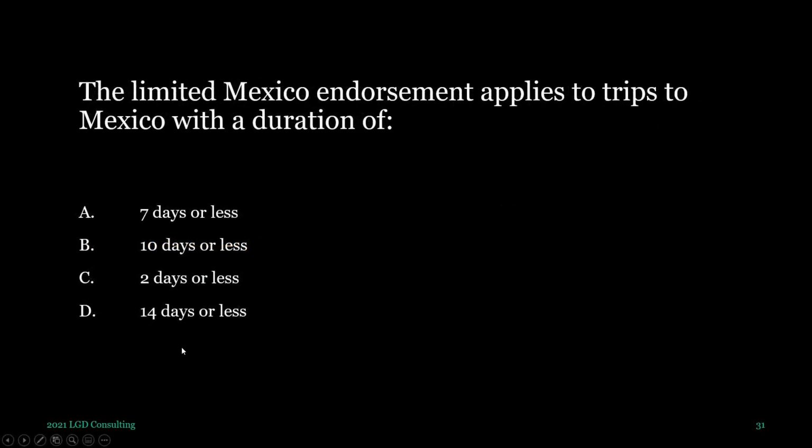The limited Mexico endorsement applies to trips to Mexico with a duration of, we talked about this, no more than 10 days. Remember, 25 miles into Mexico for no more than 10 days.